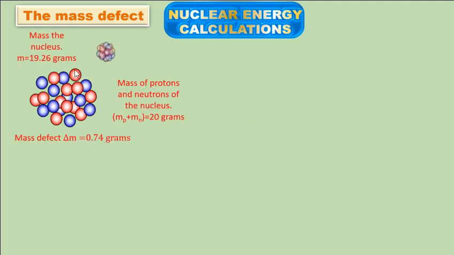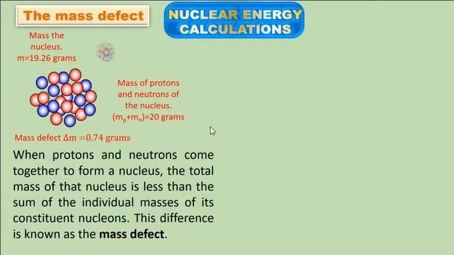In other words, here we have a particle, the nucleus. Now we separate the nucleus into its constituent particles. Now you have the mass of the protons and the neutrons all together giving us 20 grams. But before we separated them, the mass of the nucleus itself is 19.26 grams. So when you find the difference between the mass of the nucleus and the mass of the individual particles, you notice that the mass defect, delta M, is just 0.74 grams. So this gain in mass or loss in mass, depending on whether they fuse together or are separated, is what we refer to as mass defect.